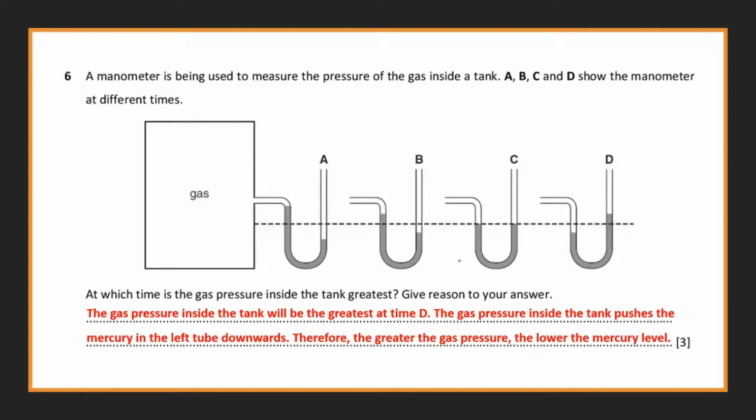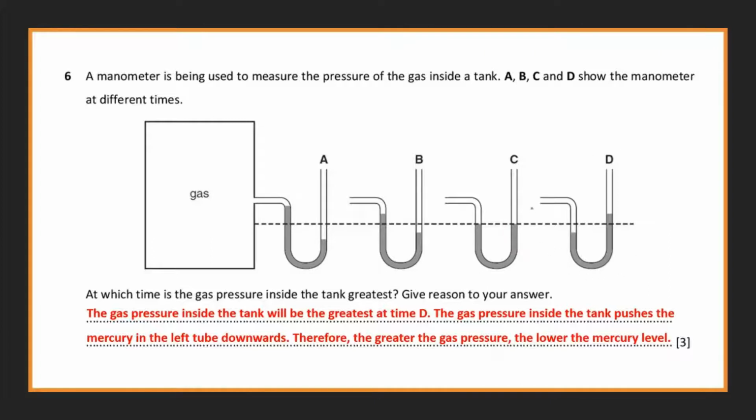In drawing C, the atmospheric pressure in the open tube is equal to the pressure from the gas inside the tank. Drawing C shows us that the level of the mercury inside both tubes is equal. This shows us that the pressure for both sides of the tube is also equal.